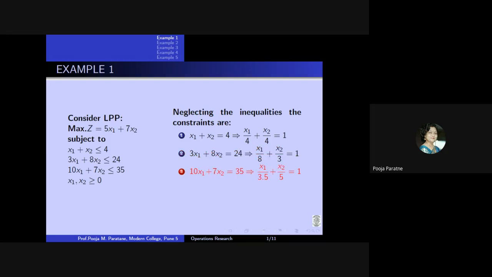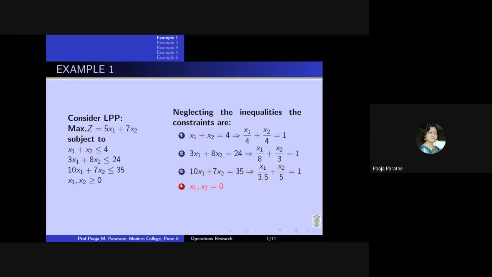Next, in the same way, 10x1 + 7x2 = 35, and in the intercept form it is x1/3.5 + x2/5 = 1. Now I think you don't have any problem converting the equation of a line into the intercept form. It is very easy actually. If we convert it into the intercept form, instead of finding points on the line, we can immediately plot the intercepts and draw the line.